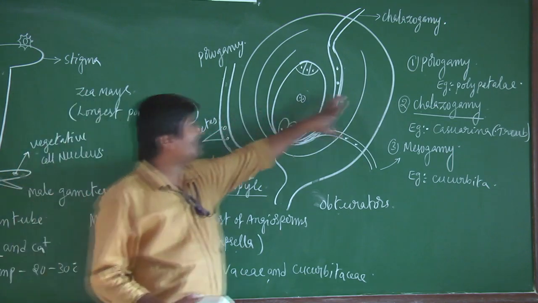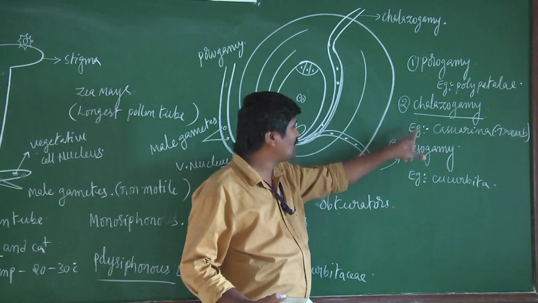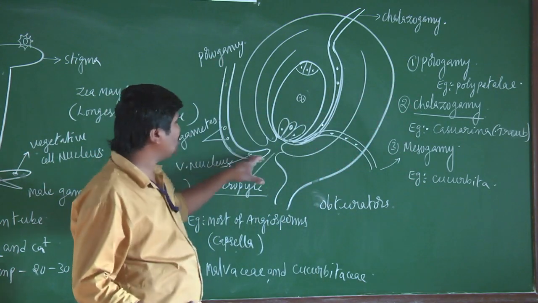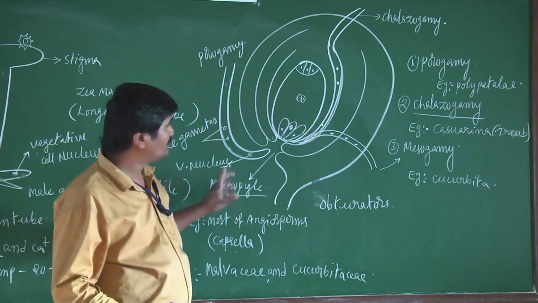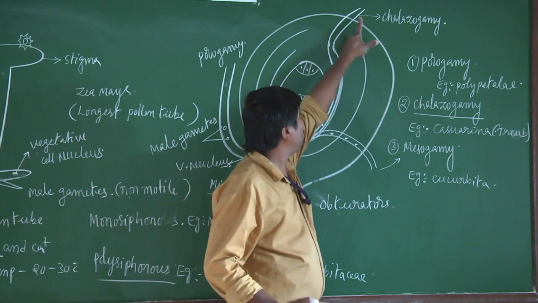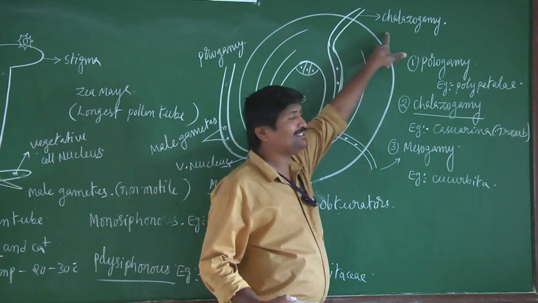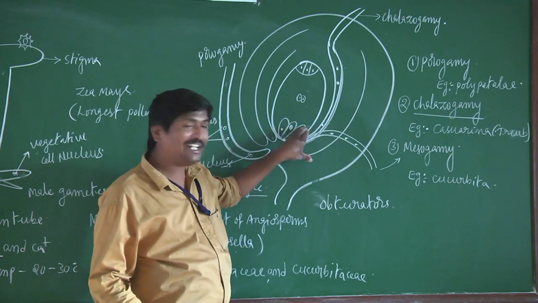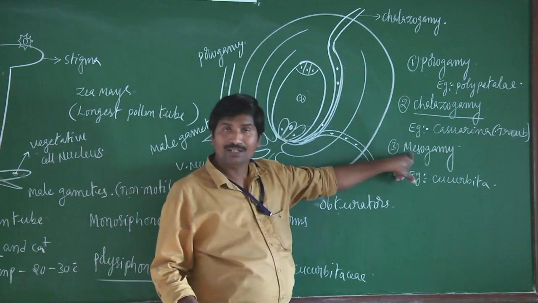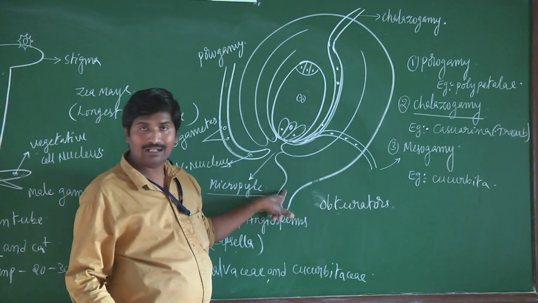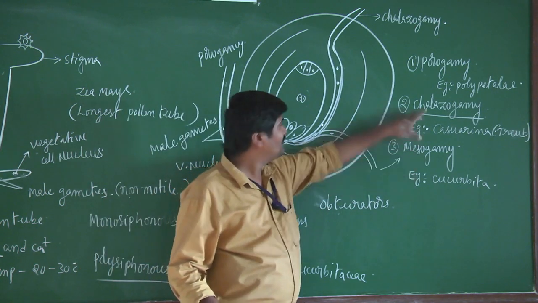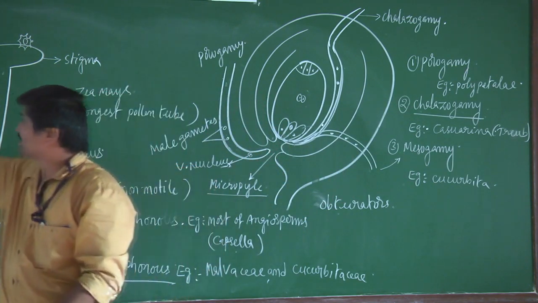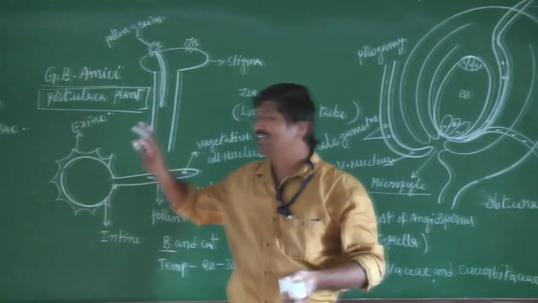These are three pathways for the entry of the pollen tube into the ovule. What are the names of the three pathways? One is porogamy, chalazogamy and mesogamy. What is porogamy? The pollen tube enters into the ovule through the micropyle. What is chalazogamy? The pollen tube enters into the ovule through the chalaza. What is mesogamy? Here the pollen tube enters into the ovule through the integuments or funicle. That is known as mesogamy. These are the examples. Okay, so this is the second step, the entry of the pollen tube into the ovule.